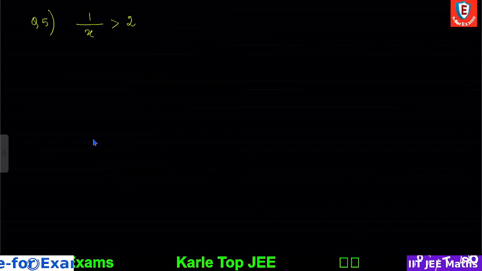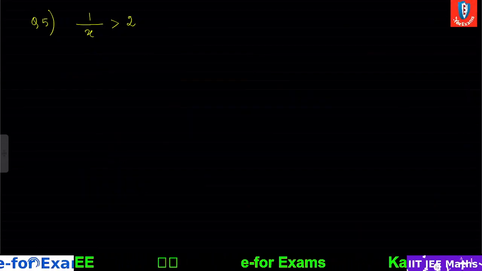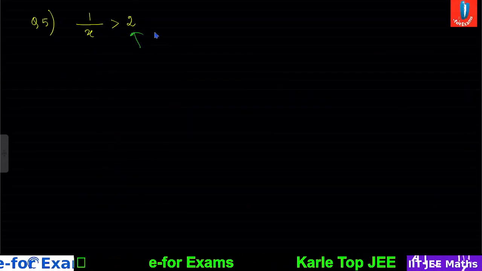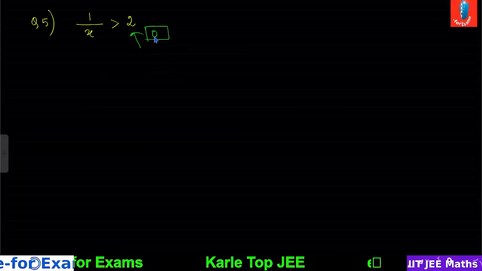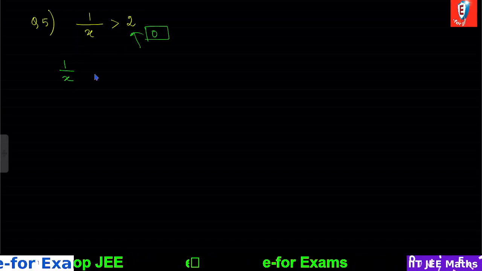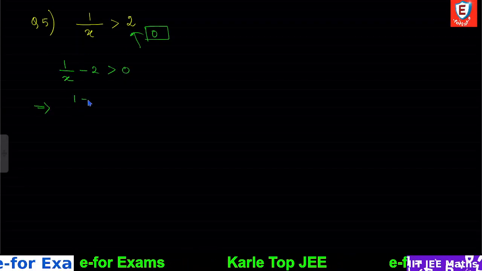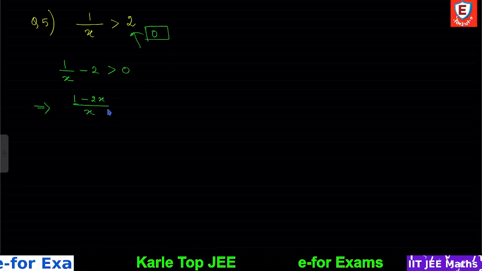Next. Question number 5. This is very easy. 1 by x greater than 2. So we will make it 0. We will have to make the right side equal to 0. So transfer 2 to the left side: 1 by x minus 2 greater than 0. This implies 1 minus 2x divided by x greater than 0.